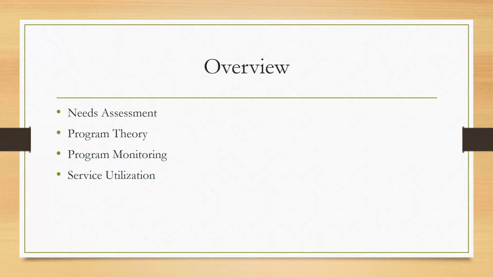Some key elements to consider when conducting an evaluation are performing a needs assessment, articulating a program theory, monitoring the program, and understanding the service utilization. I will now discuss each one of these elements and how the Meals on Wheels program evaluation implemented each of these.